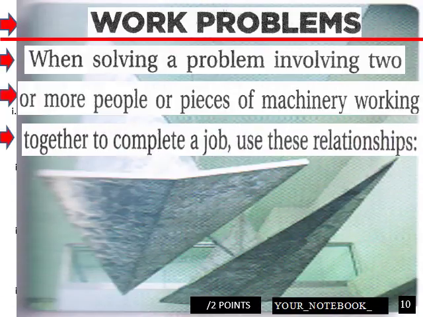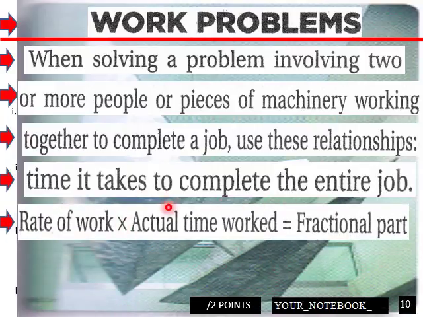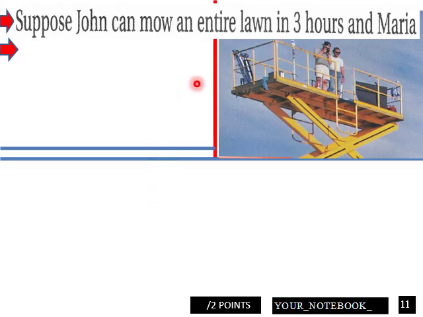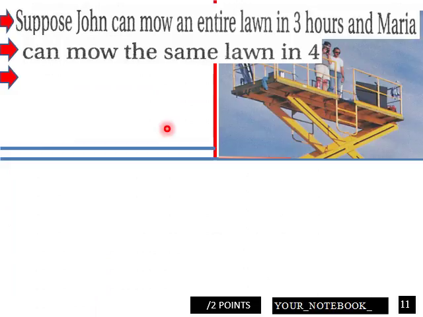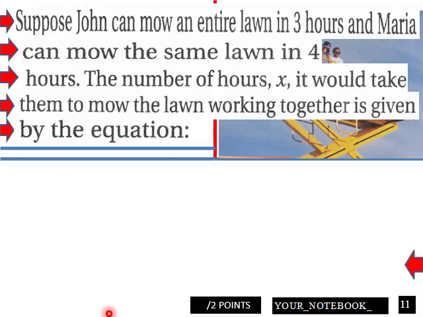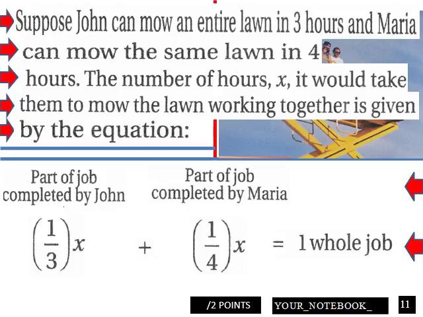Work problems. When solving a problem involving two or more people or pieces of machinery, use these relationships. Rate of work is the reciprocal of the time it takes to complete an entire job. Rate of work times actual time worked equals the fractional part of the job completed. So suppose John can mow a lawn in 3 hours and Maria can mow the same lawn in 4 hours. The number of hours x it would take them to mow the lawn working together is given by this equation: part of the job completed by John plus part of the job completed by Maria, 1/3 x plus 1/4 x equals 1 job.